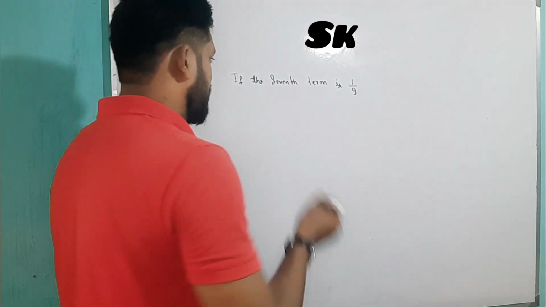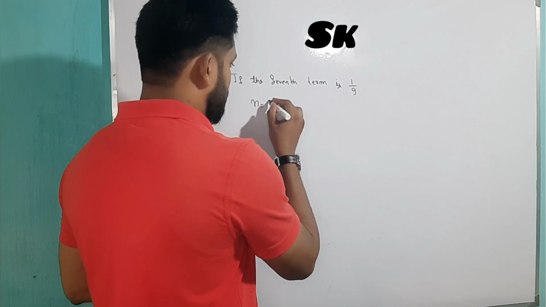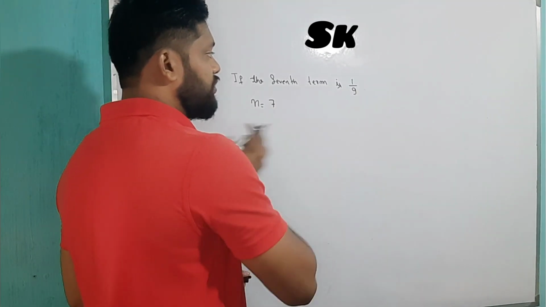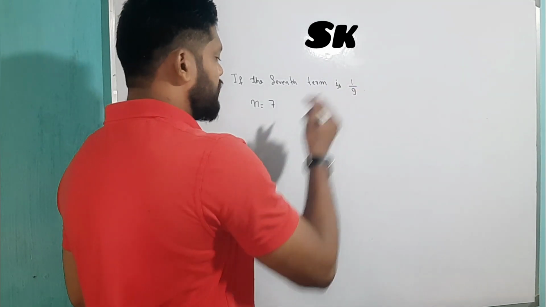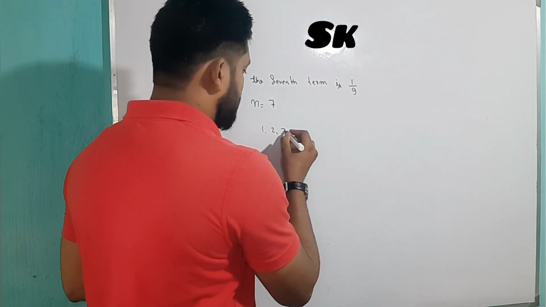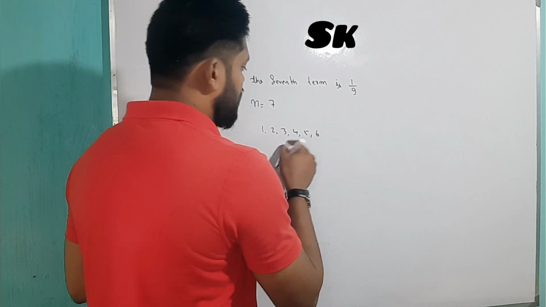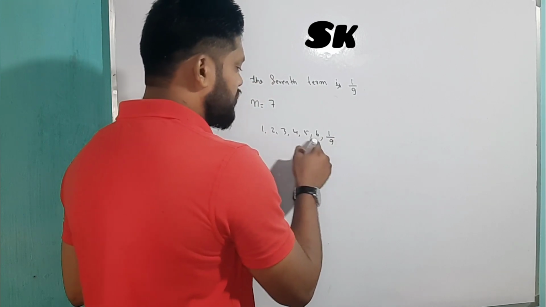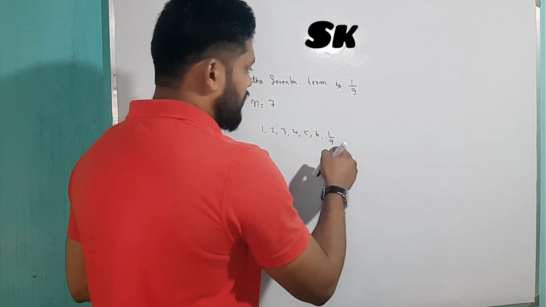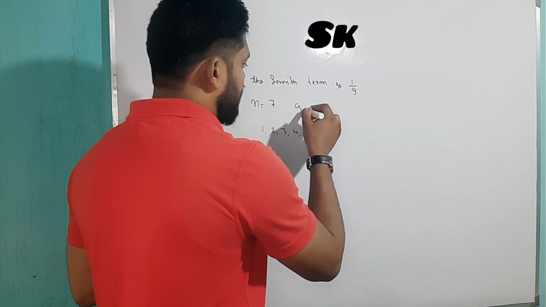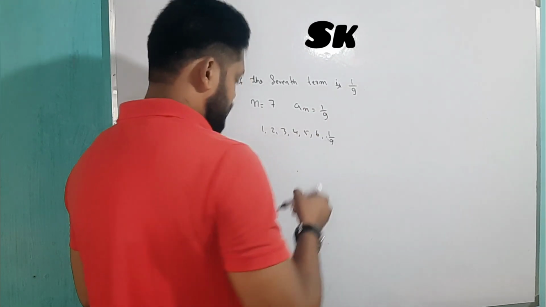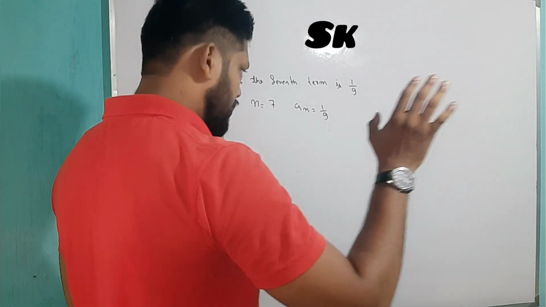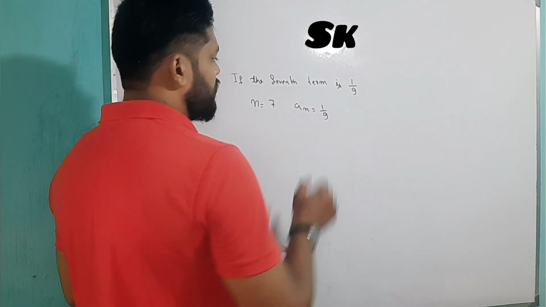N is equal to 7, and the 7th term is 1 by 9. It's just like first term, second term, third term, fourth term, 5th term, 6th term, and after the last one, the 7th term is 1 by 9. There are many values, and the last value is 1 by 9. So this value is an. An is equal to 1 by 9, they already gave you. From this you frame your question.